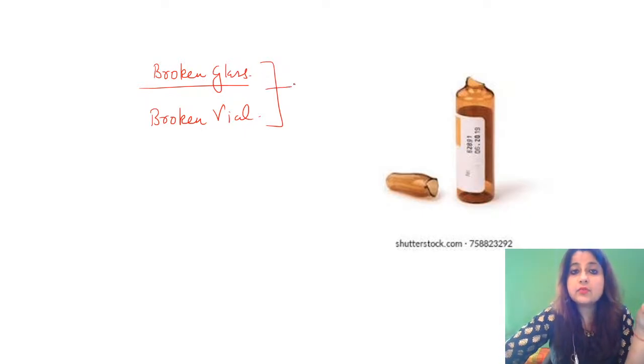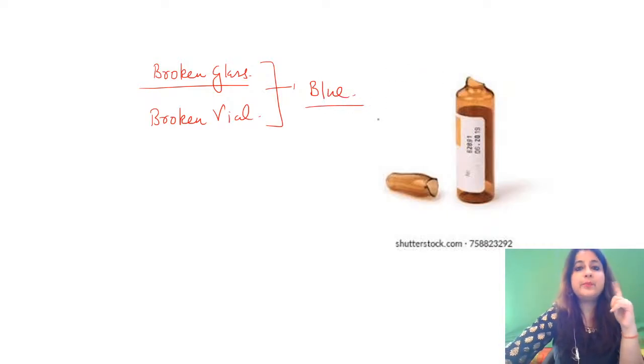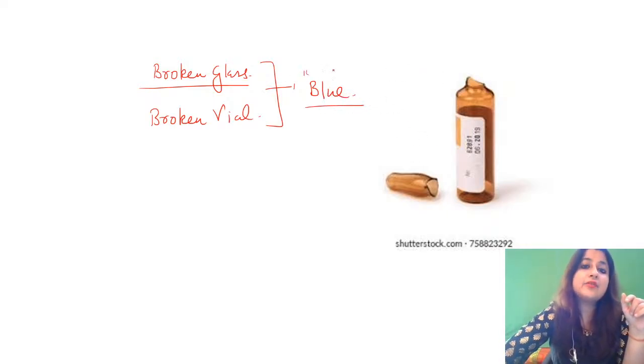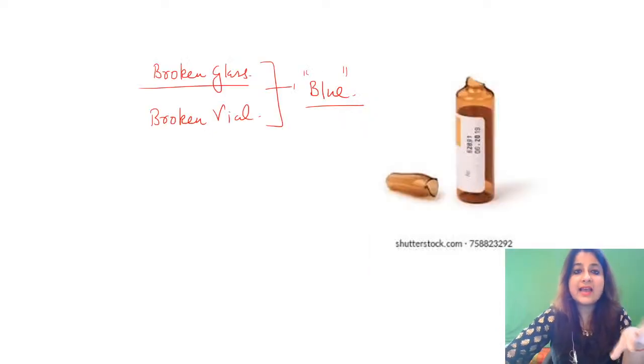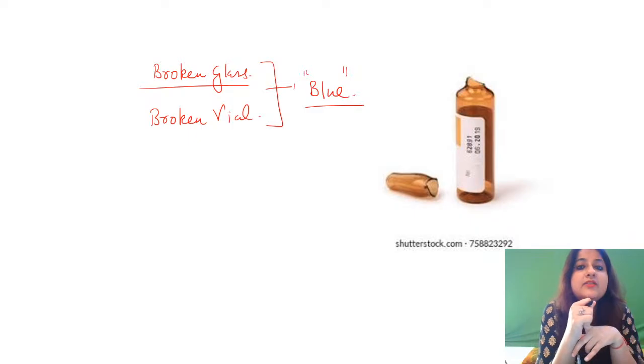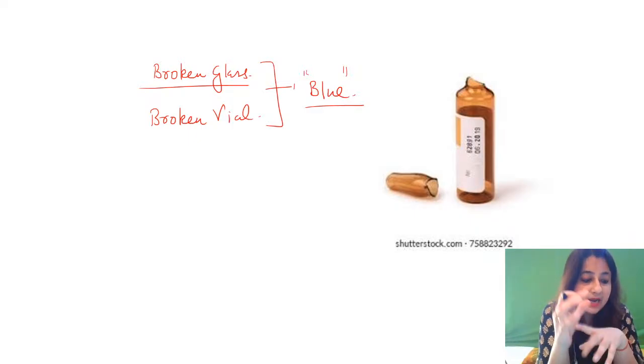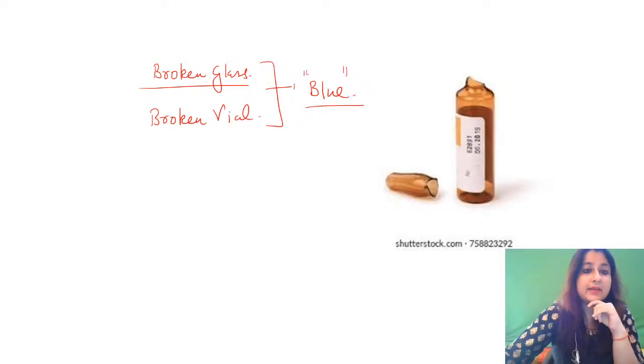Guys, glass will always go into a blue color bag. We need to pre-treat it and then dispose of it in our blue color bag. Is that clear, everyone? Not yellow, not white. Broken glass, broken vials, they will always go into blue color bags. Is that clear, guys? All right, but now I'm going to ask you some questions.